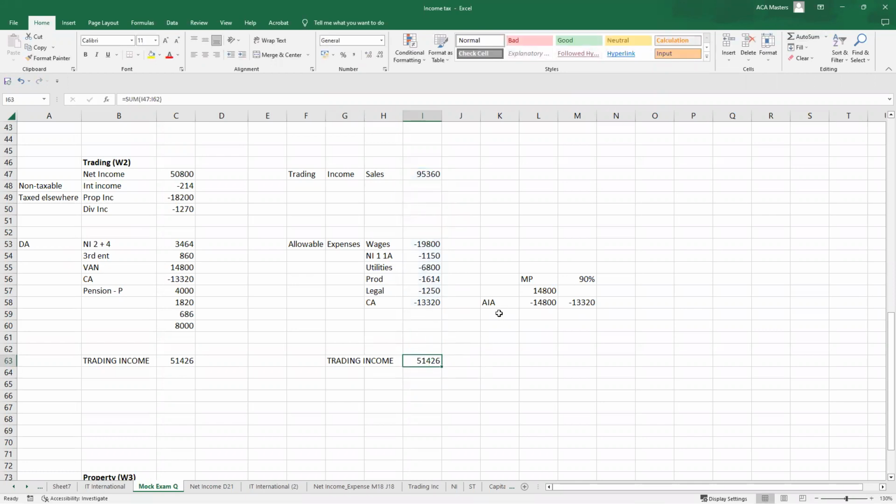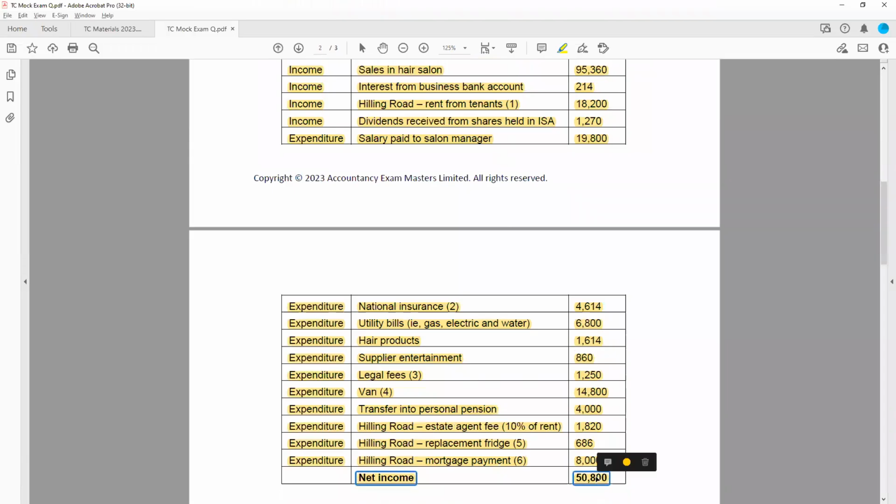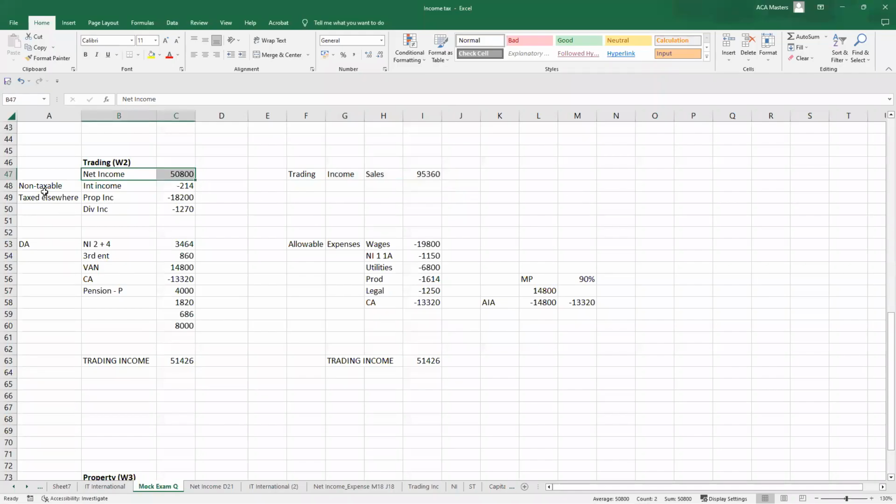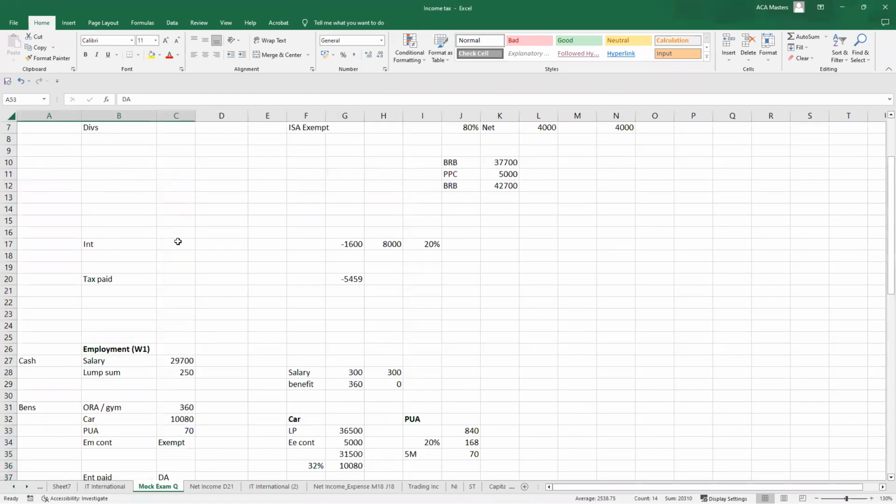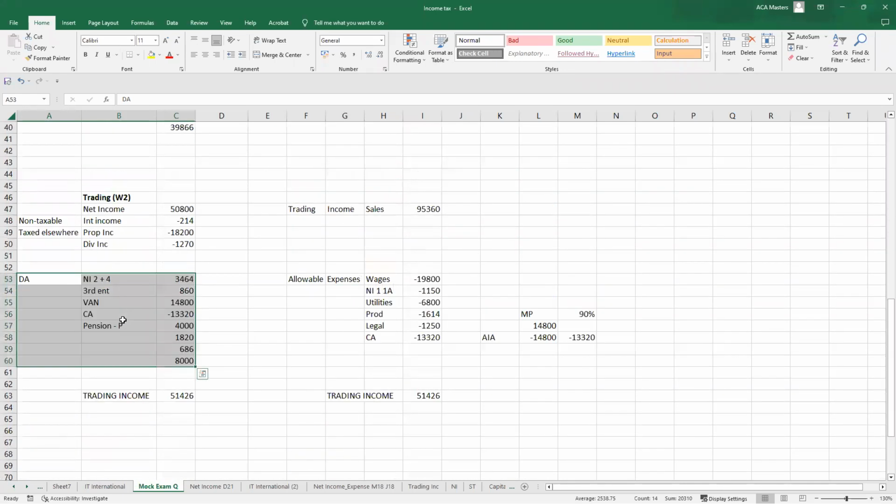But it is important to understand both, as I explained before. Some questions will give you a draft profit number and tell you that the following amounts have been included, and therefore you need to take out amounts which aren't taxable and add back expenses which are disallowable or fall under a different schedule, like property or interest or dividends or wherever. So you start off with the net income, take out the non-taxable income or amounts taxable elsewhere, add back the disallowable expenditure or amounts deductible elsewhere to get to the trading income.